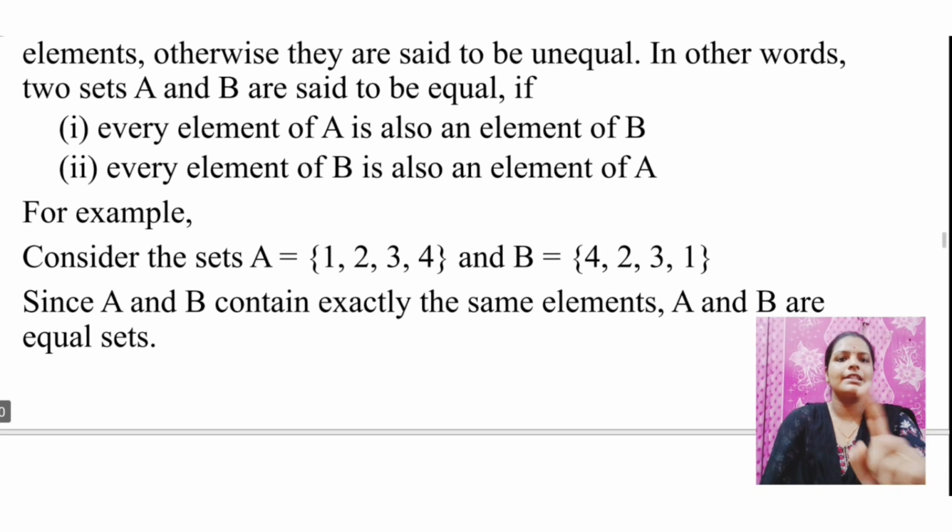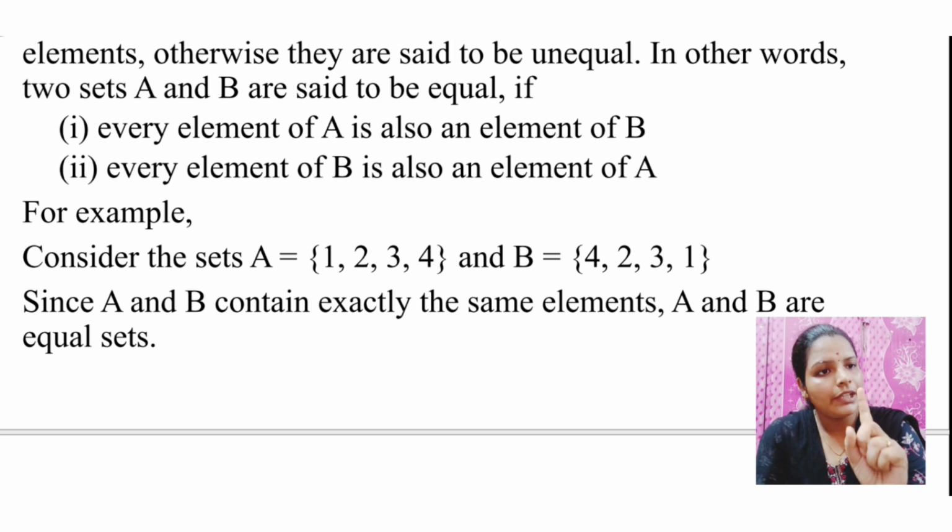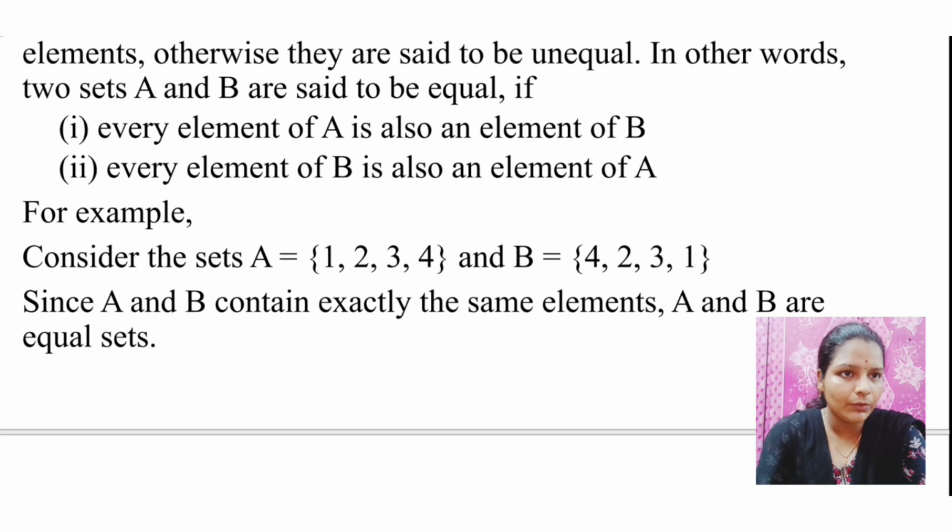For example, here the set A consists of 1, 2, 3, 4, and n of A is 4. Here B consists of 4, 2, 3, 1, that is n of B is also 4. But this is not the matter. Here A consists of the element 1, and B also has that element 1. A has the element 2 and B also has the same element 2. Similarly 3 and 4. The sets A and B have exactly the same elements. Here the number of elements does not matter, but they have to contain exactly the same elements. So here A and B are equal sets.